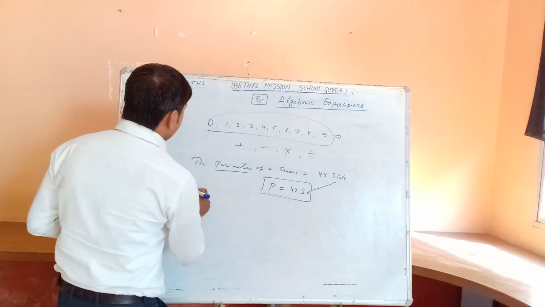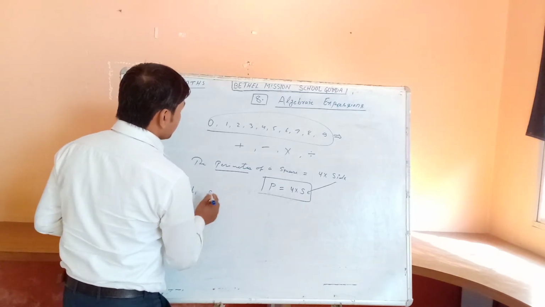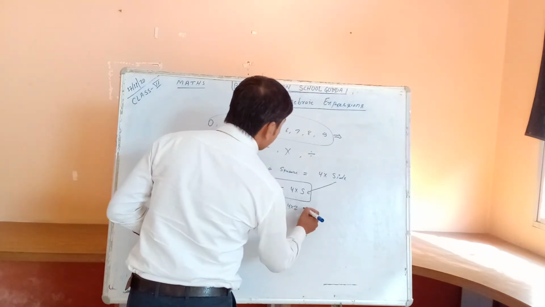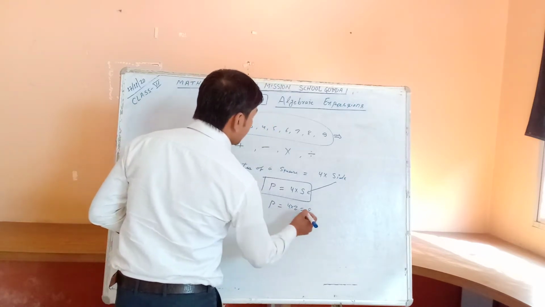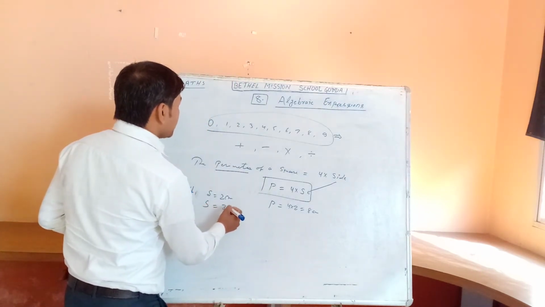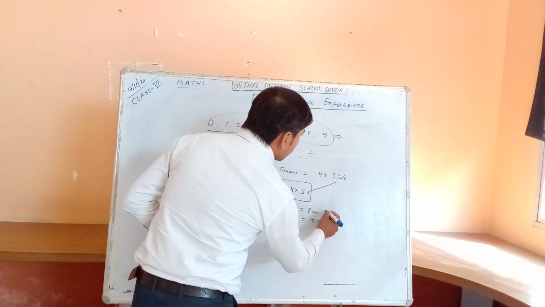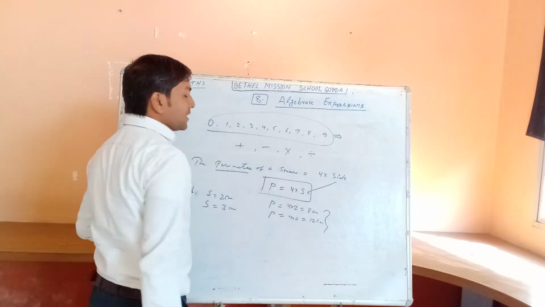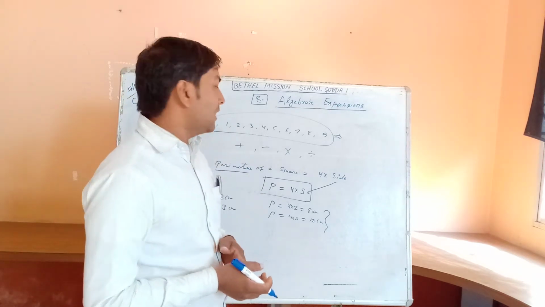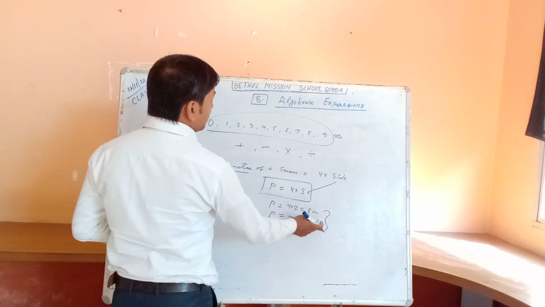So if we put different values of S, suppose S equals 2 centimeter, then P equals 4 into 2, that is 8 centimeter. If S equals 3 centimeter, then P equals 4 into 3, 12 centimeter. It means P and S represent a number. If S equals 3, then P equals 12.